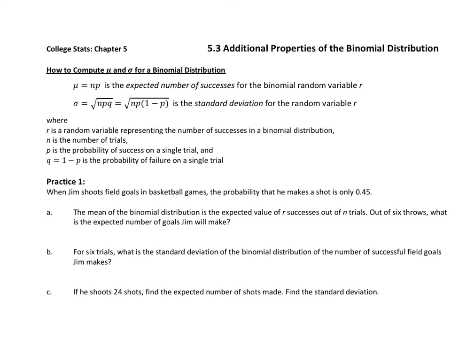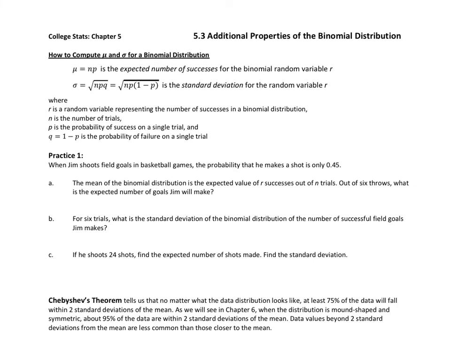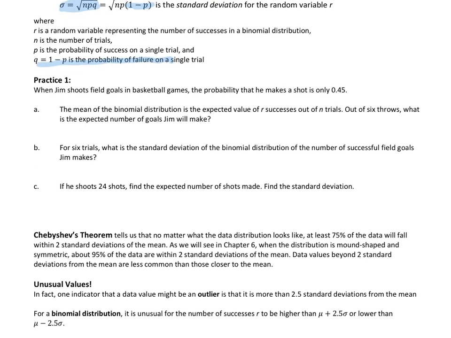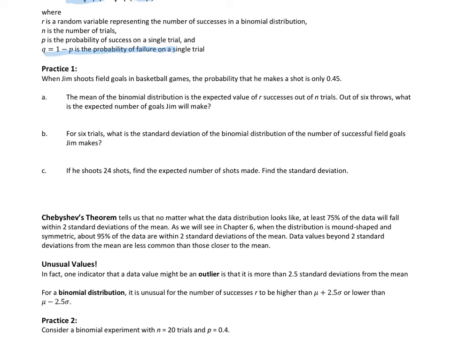All right, so now what we can do on the next part is find the mean of a binomial, which is just n times p, the number of trials times the probability. And then the standard deviation is the square root of npq. And remember that q is just 1 minus p, which is the probability of failure. Okay? All right.